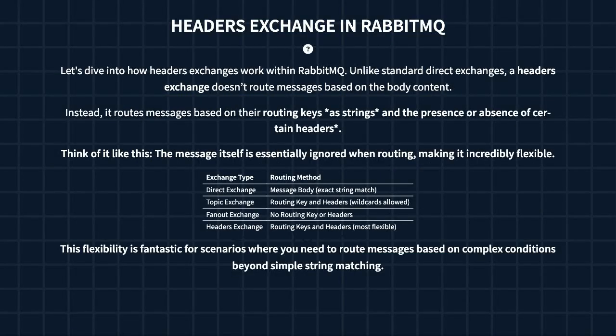Okay, let's talk about headers exchanges in RabbitMQ. They're a really powerful feature that sets them apart from standard exchanges like direct or topic exchanges. Instead of routing messages based on the routing key like a direct exchange does, a headers exchange looks at the keys and headers attached to the message itself. It's essentially saying ignore what's in this message, just route it if it has these specific headers. It gives you an amazing amount of control over how your messages are delivered.